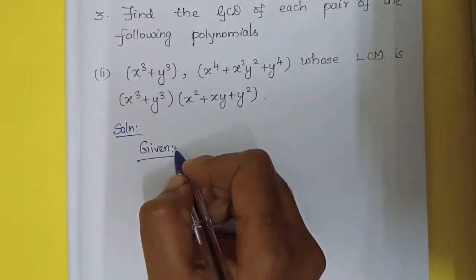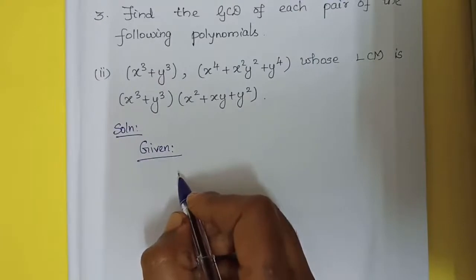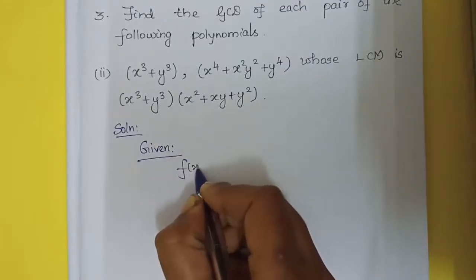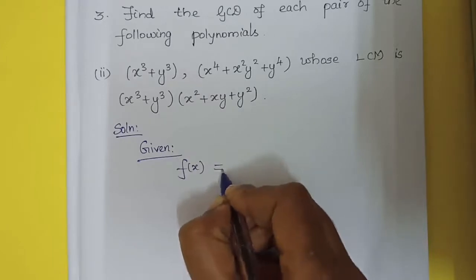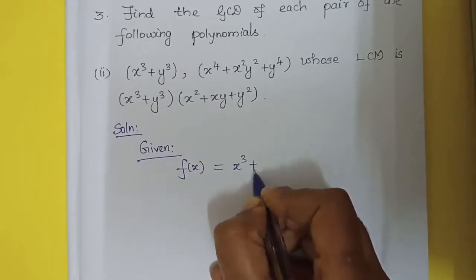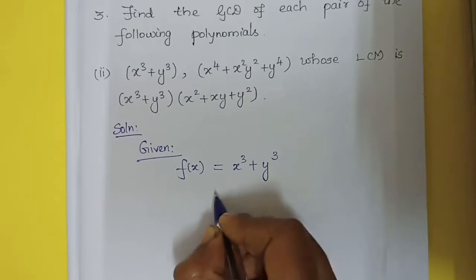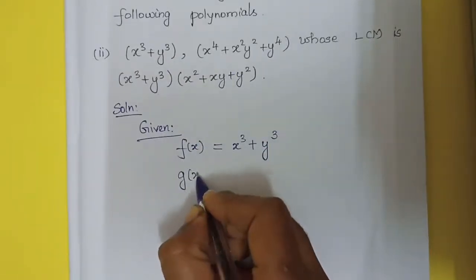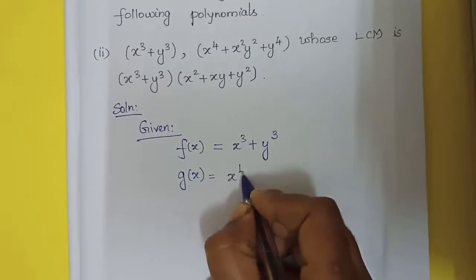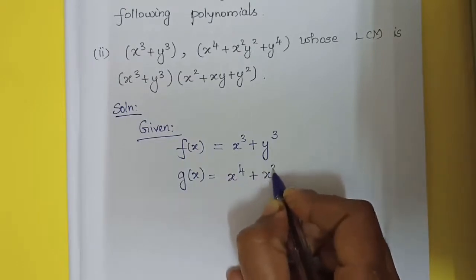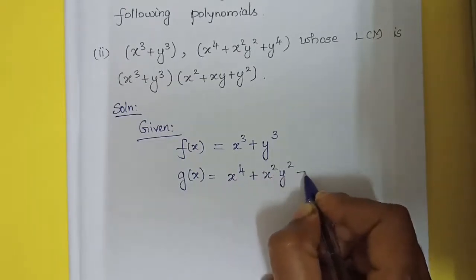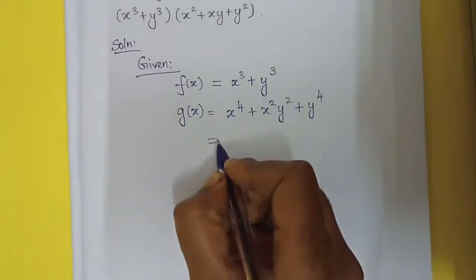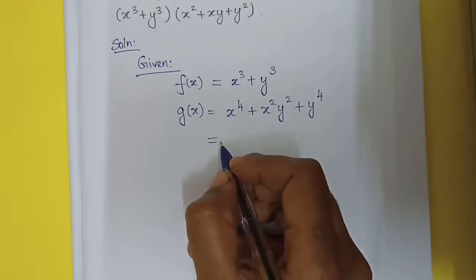First, we need to write the given data. What are the data given? f of x is the first polynomial. f of x equals x cube plus y cube. Then g of x equals x power 4 plus x square y square plus y power 4. Shall we reduce this into a simplified form?